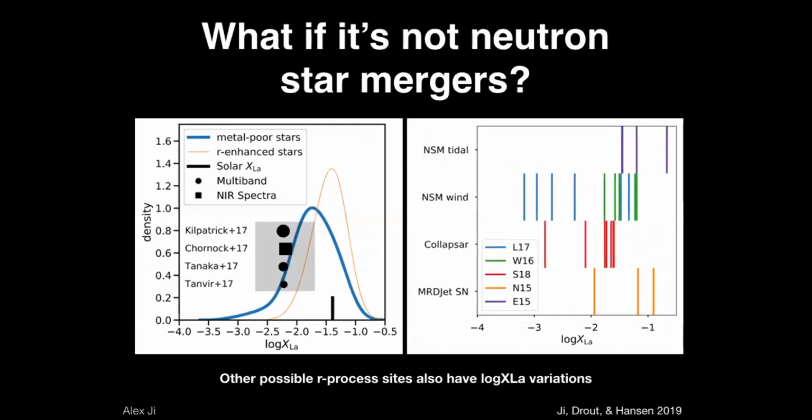Okay, so I want to very quickly say that in this paper we interpreted the lanthanide fraction in terms of differences between the bluer parts and the redder parts of a kilonova. But if it's not neutron star mergers, there are other ways that you should see this lanthanide fraction variation inside of your nucleosynthesis site. So this distribution that we've measured in metal poor stars is going to be useful whether or not we think that neutron star mergers are the dominant source of r-process elements.